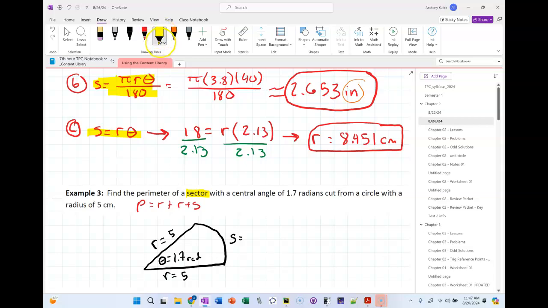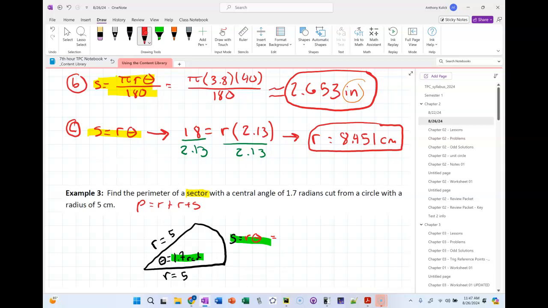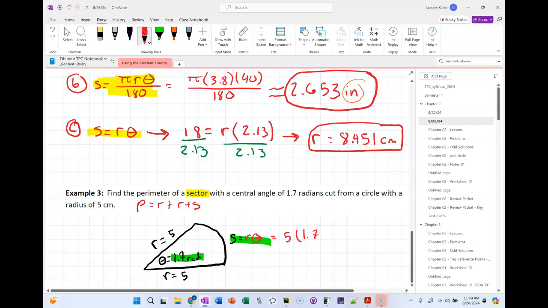Oh, okay. Well, since we're in radians, what version of S are we going to be using? Well, the R theta version, right? So the unit absolutely will be in centimeters. Yes, for sure. And so now if I do the perimeter, I have 5 plus 5 plus 8.5. So 18.5 centimeters.